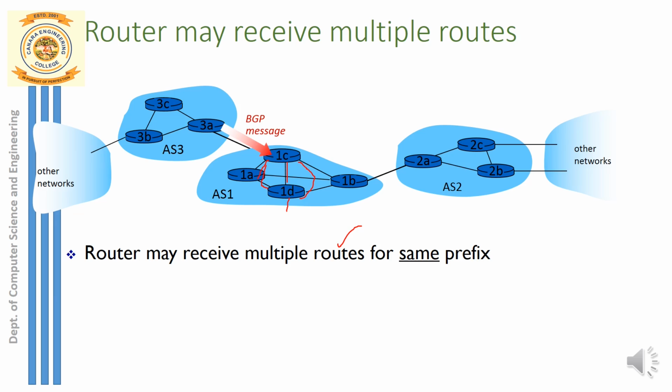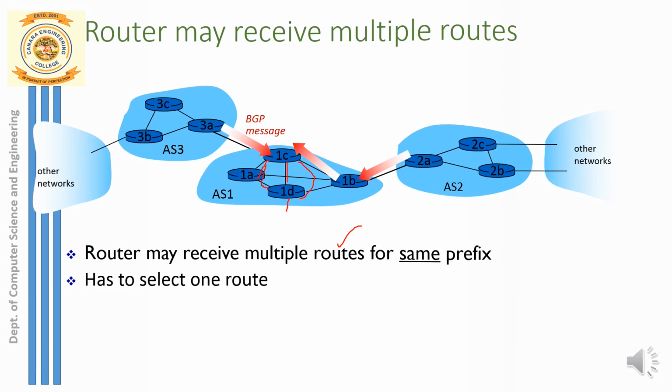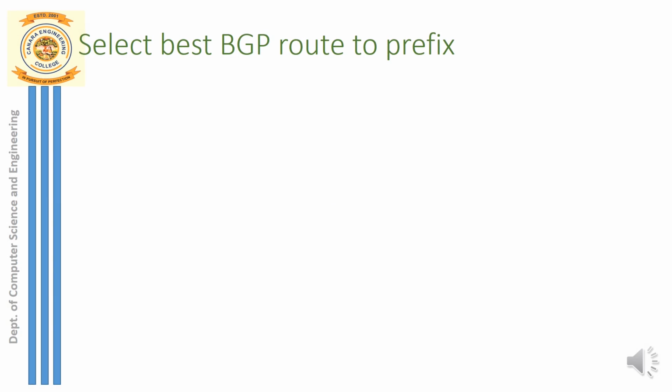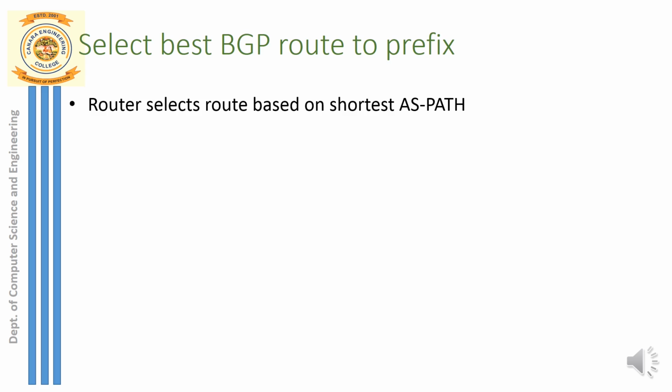So what if a router receives multiple routes for the same prefix, what has to be done? In that case, router 1C has to select only one route. As I already said, BGP has to select the best route. So what is the meaning of best route? If a router gets more than one route for a particular prefix, the router has to choose the best route. Based on what does the router choose the best route? It is based on the shortest path.